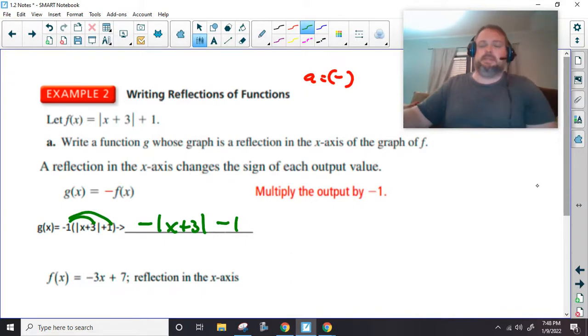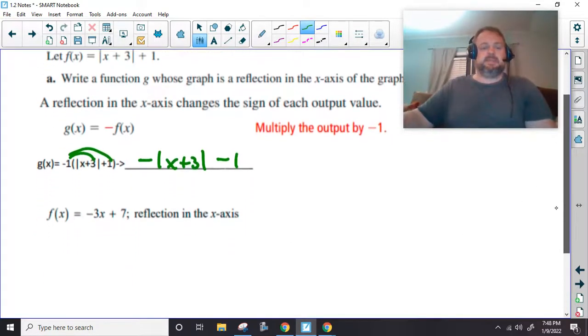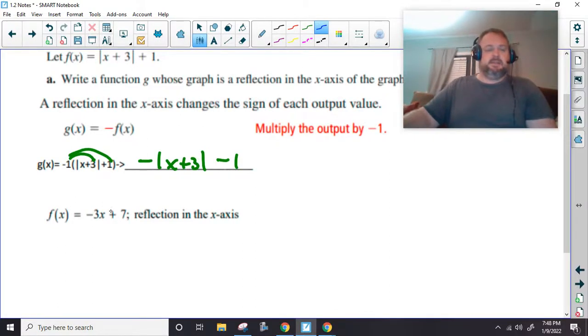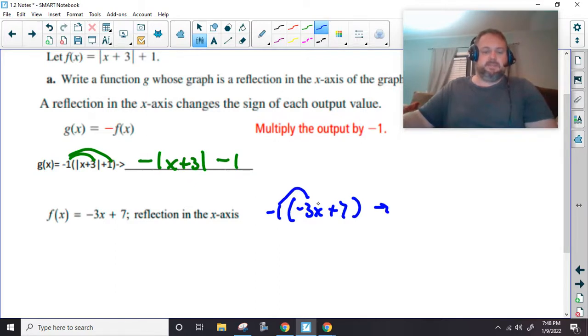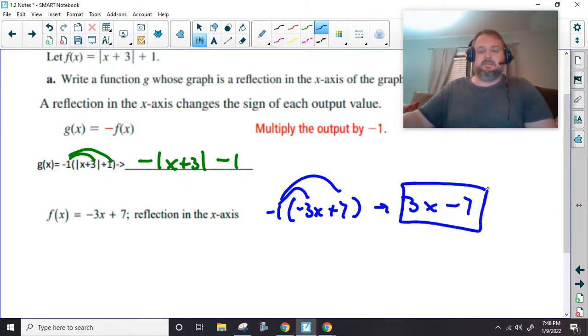Ta-da! Okay, kind of the same thing here. So we're going to have -1 times -3x plus 7. Okay, so negative times a negative, well, this becomes 3x. Negative times a positive becomes -7. See? God, gotta love this. Very easy. I love these right here.